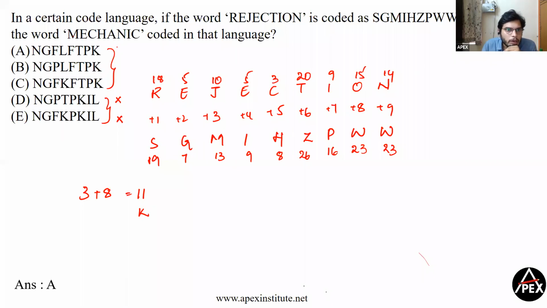Now coming to the first three options F, P, and K. Okay, so the third alphabet should be C, 3 plus third alphabet 3. So it should correspond to 6. Okay, so it cannot be P, this can be eliminated. Now fourth alphabet, it should be H plus 4. H is 8, 8 plus 4 is 12. So it should be L, not K. So the answer should be option A.